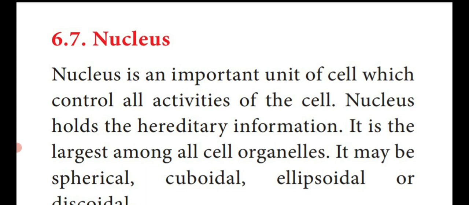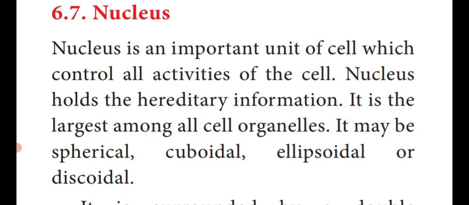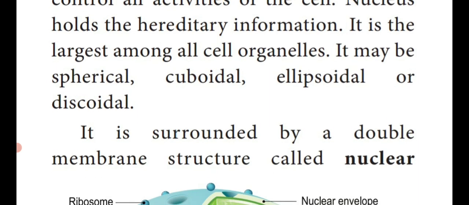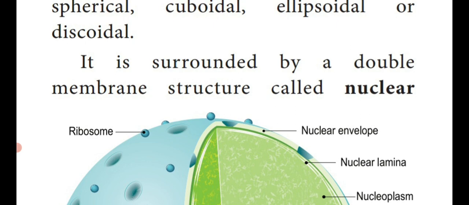The shape of the nucleus is spherical, oval shaped, cuboidal, ellipsoidal, or discoidal. Discoidal means looks like a coin. So this nucleus is surrounded by a double membrane known as nuclear membrane or nuclear envelope, which is divided into two membranes, outer membrane and inner membrane.